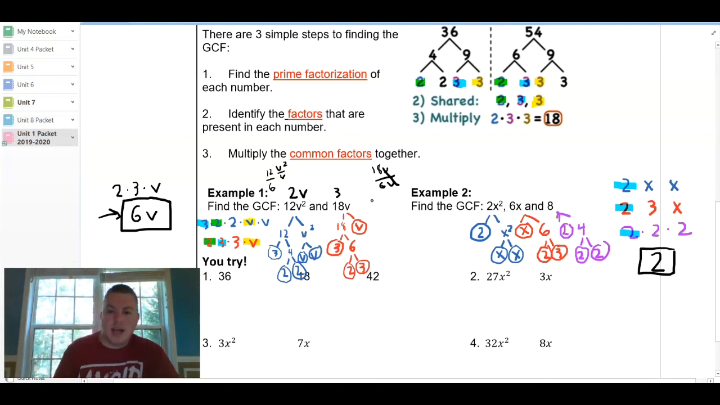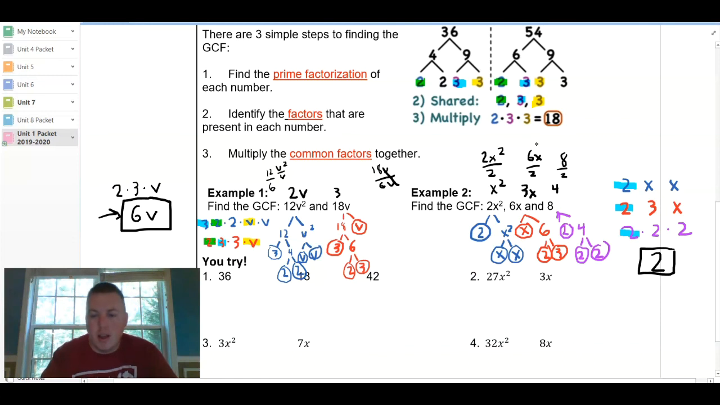And like I checked on the last one, if I divided 2x squared by 2, that's just going to give me x squared. If I divided 6x by 2, that's going to give me 3x. And if I did 8 divided by 2, that's going to give me 4. So we look at those 3 that we're left with, nothing will go into each of those. So I do have my greatest common factor, with that being 2.